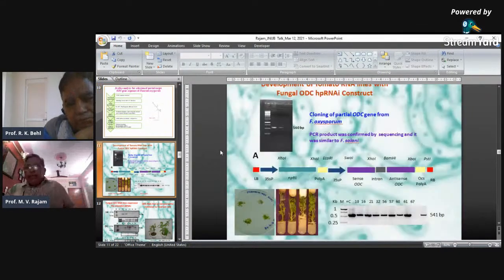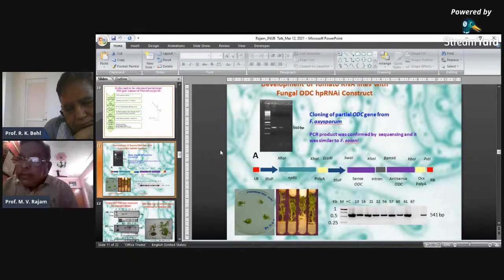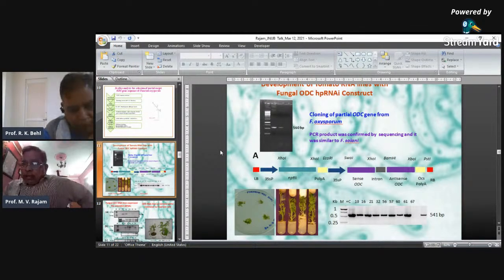Next, please. Then we cloned the 560 base pair sequence of ODC from Fusarium oxysporum using cDNA. This 560 base pair sequence was used to prepare the hairpin RNA construct. I've already discussed how we prepare the hairpin RNA construct. Then this construct was used to develop more than 60 tomato transgenic plants by Agrobacterium transformation, and the tomato transgenic plants were screened by PCR to demonstrate presence of the transgene, and more than 70 tomato transgenic plants were positive for presence of the transgene. Next, please.